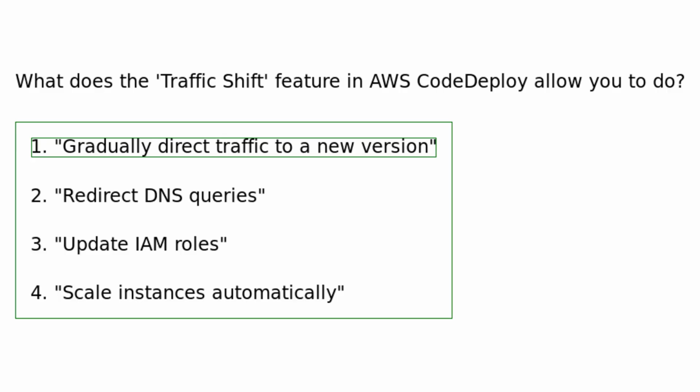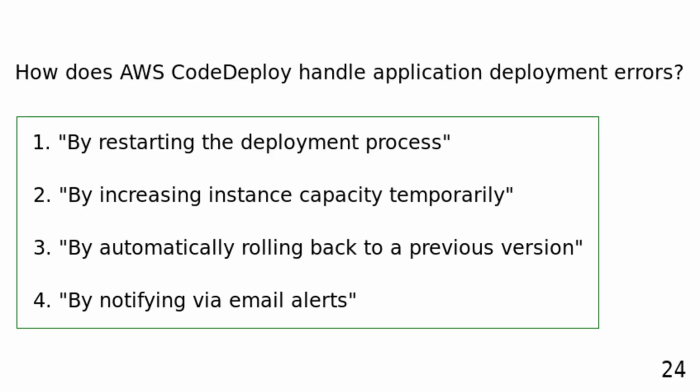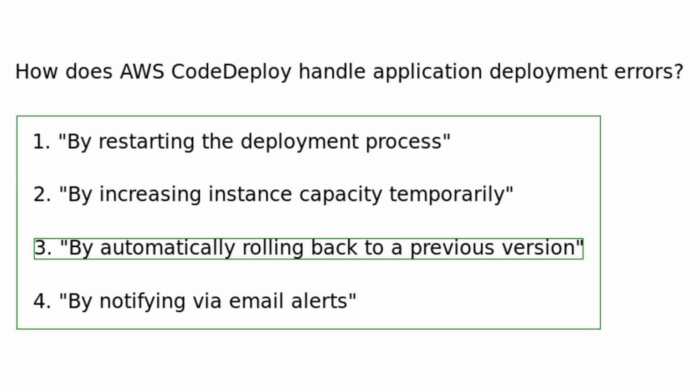How does AWS CodeDeploy handle application deployment errors? By restarting the deployment process. By increasing instance capacity temporarily. By automatically rolling back to a previous version. By notifying via email alerts. AWS CodeDeploy handles deployment errors by automatically rolling back to a previous version if issues occur during deployment.